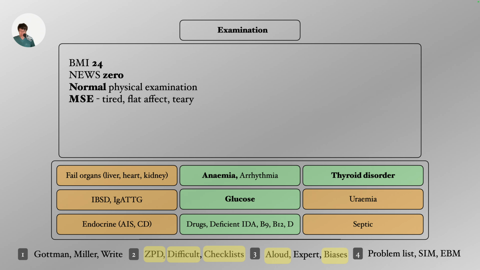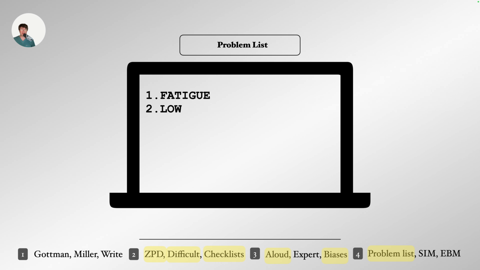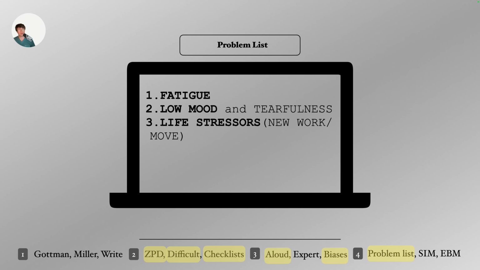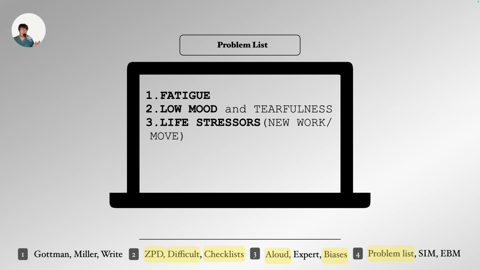So, let's come up with a problem list together as a group. So what are her problems? I boiled it down to 3 things. She's got fatigue and low mood with some tearfulness, and she has life stresses in her social history. So fatigue could be biopsychosocial, low mood could be biopsychosocial, and life stresses, psychosocial probably more likely.